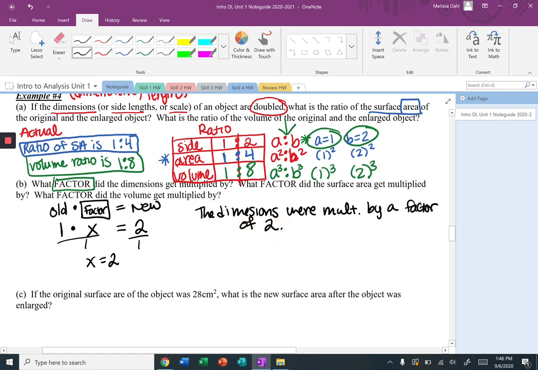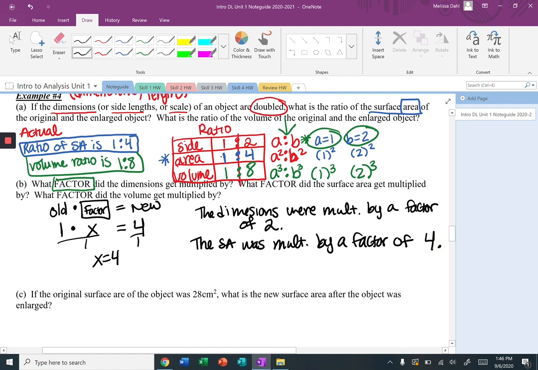Then it asks the same question for the surface area and for the volume. The surface area was multiplied by a factor of, and take a look at that ratio. It changed from a 1 to a 4 in our area. So it's the same idea, except now we would be changing from a 1 to a 4. So if I divide both sides by 1 there, I get that x is 4, so surface area was multiplied by a factor of 4. And now I'm going to do the volume.